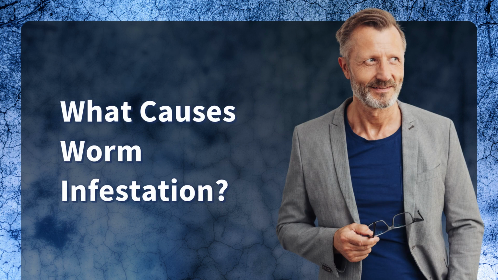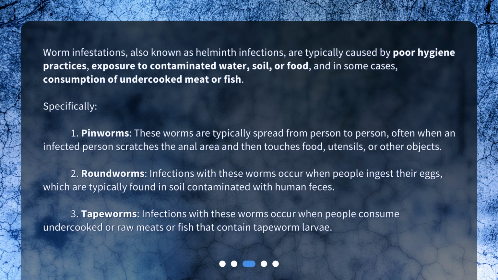What causes worm infestation? Worm infestations, also known as helminth infections, are typically caused by poor hygiene practices, exposure to contaminated water, soil, or food, and in some cases, consumption of undercooked meat or fish. Specifically, 1. Pinworms. These worms are typically spread from person to person, often when an infected person scratches the anal area and then touches food, utensils, or other objects.